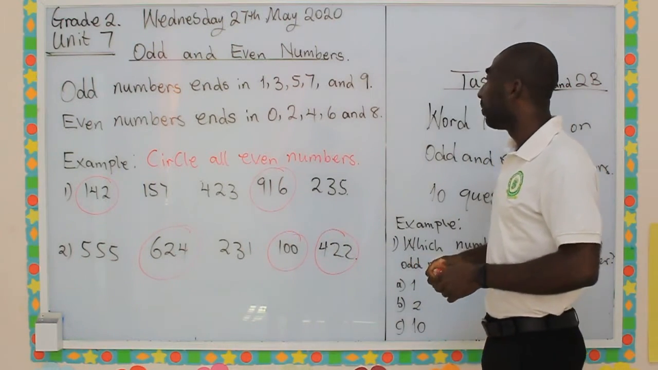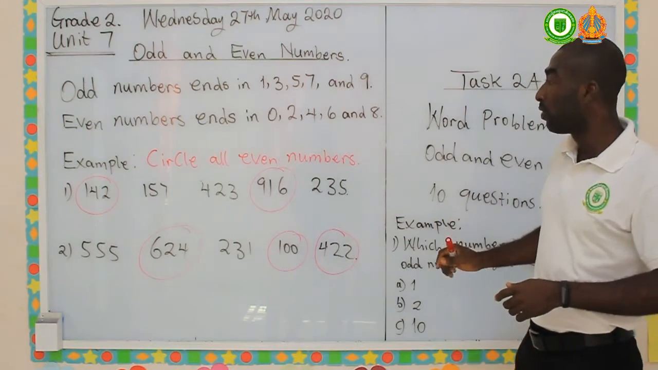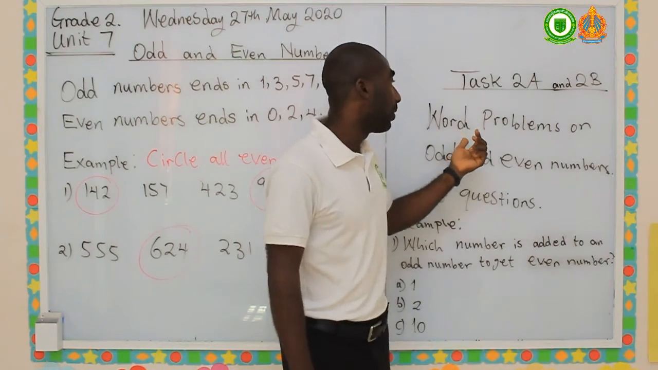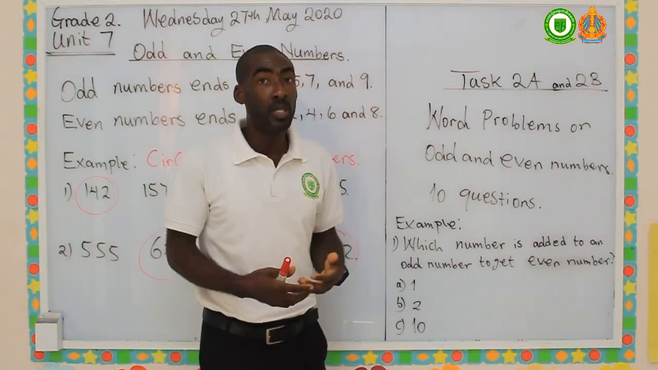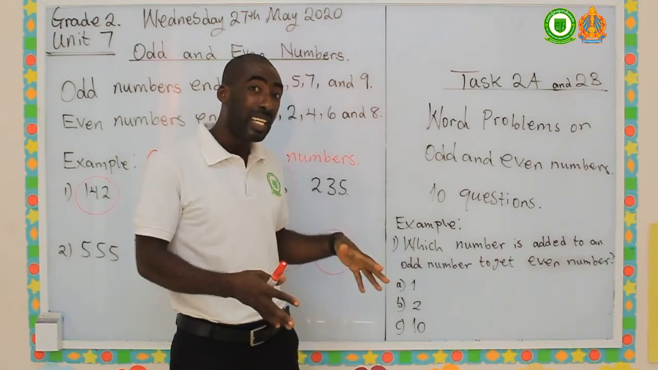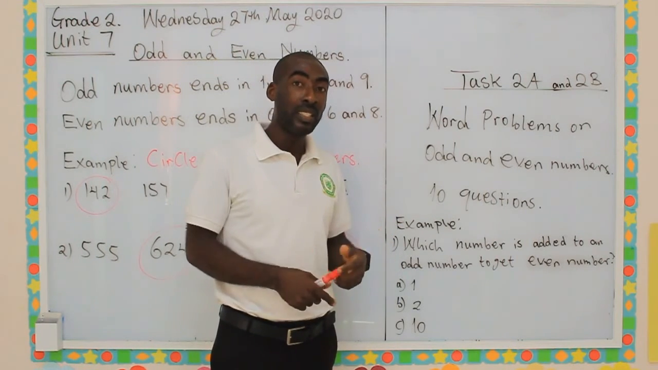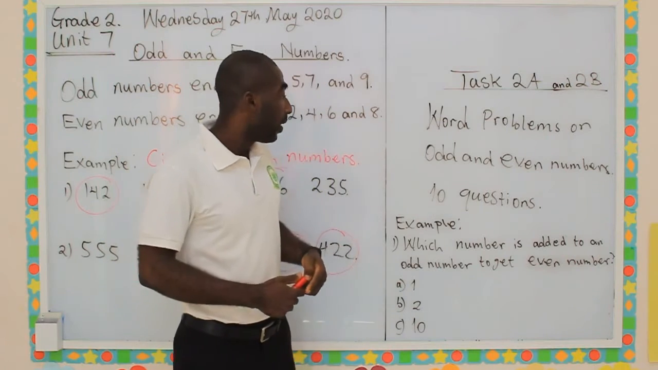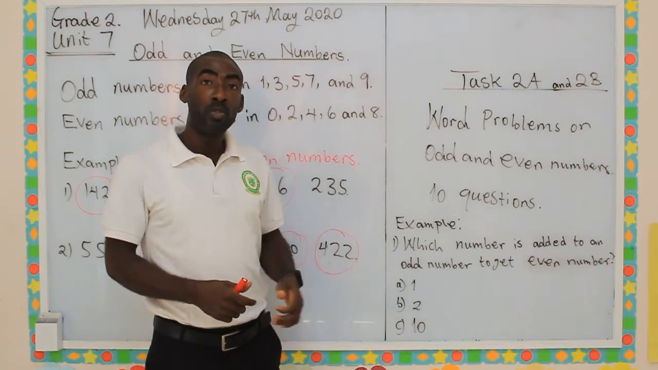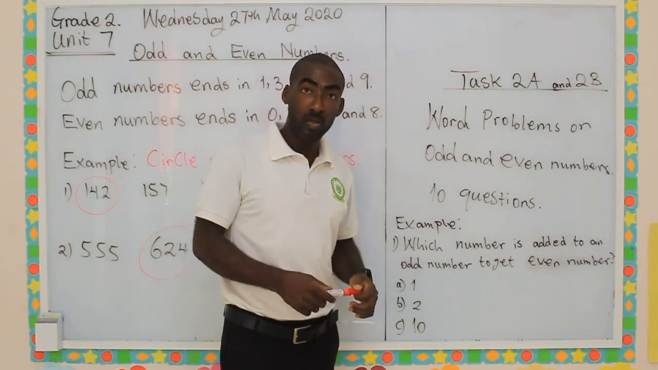In this section we will do our second activity, but we're not going to deal with straight away figures. We're going to deal with word problems, because sometimes you have word problems where you have to determine your even numbers or your odd numbers, and how do we handle this situation? So I have an example here of a word problem which we're going to go through, and then I'll send you the other questions for task 2.